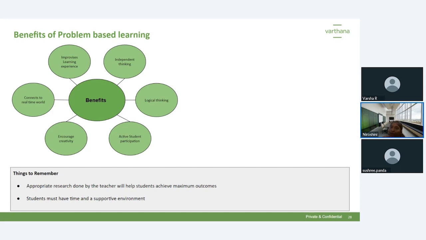Also, when we are doing these kinds of methods, we have to remember that an appropriate amount of research has to be backed by the teacher, so that children will achieve maximum results. And this model itself has to have an ample amount of time, because you cannot finish this kind of discussion or arrive at one particular solution in one class.